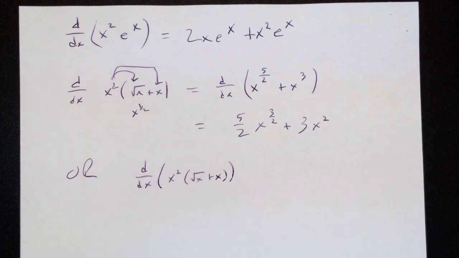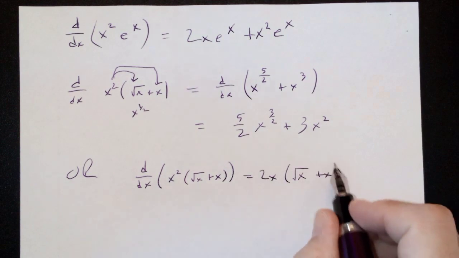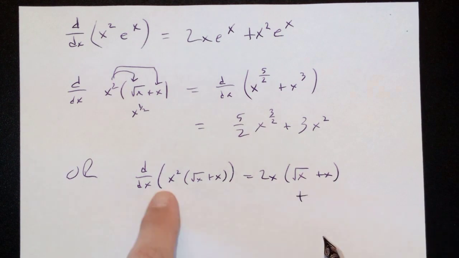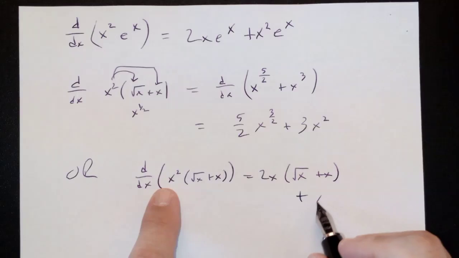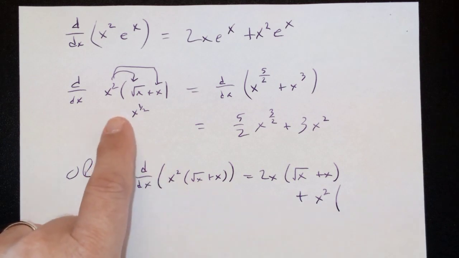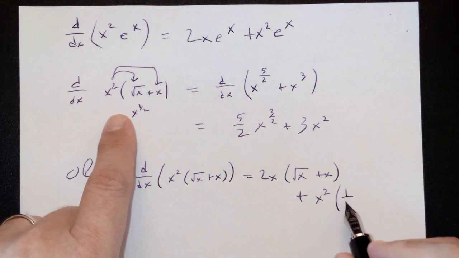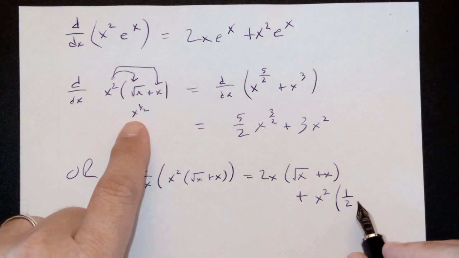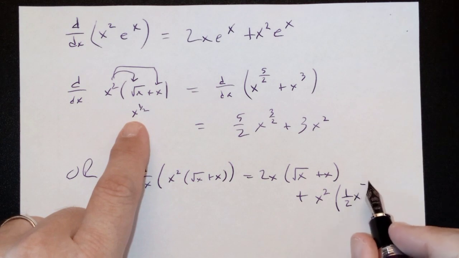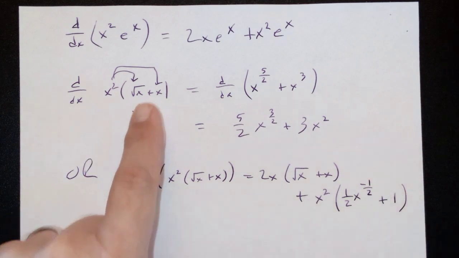First and second. The derivative of the first, leave the second alone, plus the derivative of the second, leaving the first alone. Problem is I need to remember that derivative. Wait a minute, we wrote it up here. That's x to the 1/2. What's the derivative of x to the 1/2? Wait a minute. 1/2 x to the, because I have to subtract 1. And then the derivative of x is just 1.